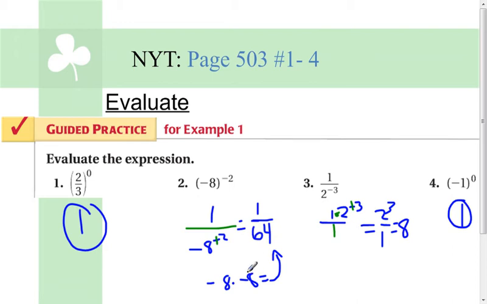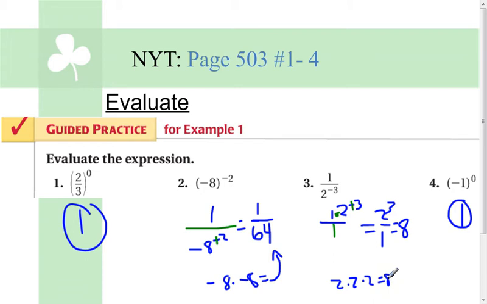So 1 over 64. For number 3, I had this 2 to the negative third power in the denominator, and then I moved it from the denominator to the numerator, and it changed the sign of the power. So now it's a positive 3. And then I just simplify this, and 1 times 2 to the third power is just 2 to the third power over 1. And 2 to the third power is 8, because 2 times 2 times 2 is 8. It's not 6, folks. It's 8.